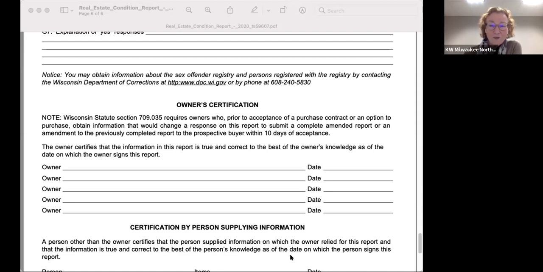But you're so much better off having that disclosed than to go to closing and then the buyer finds out later that this condition is there and can prove it, because the burden of proof is on the buyer. The buyer has to prove that the seller knew about it before the closing.